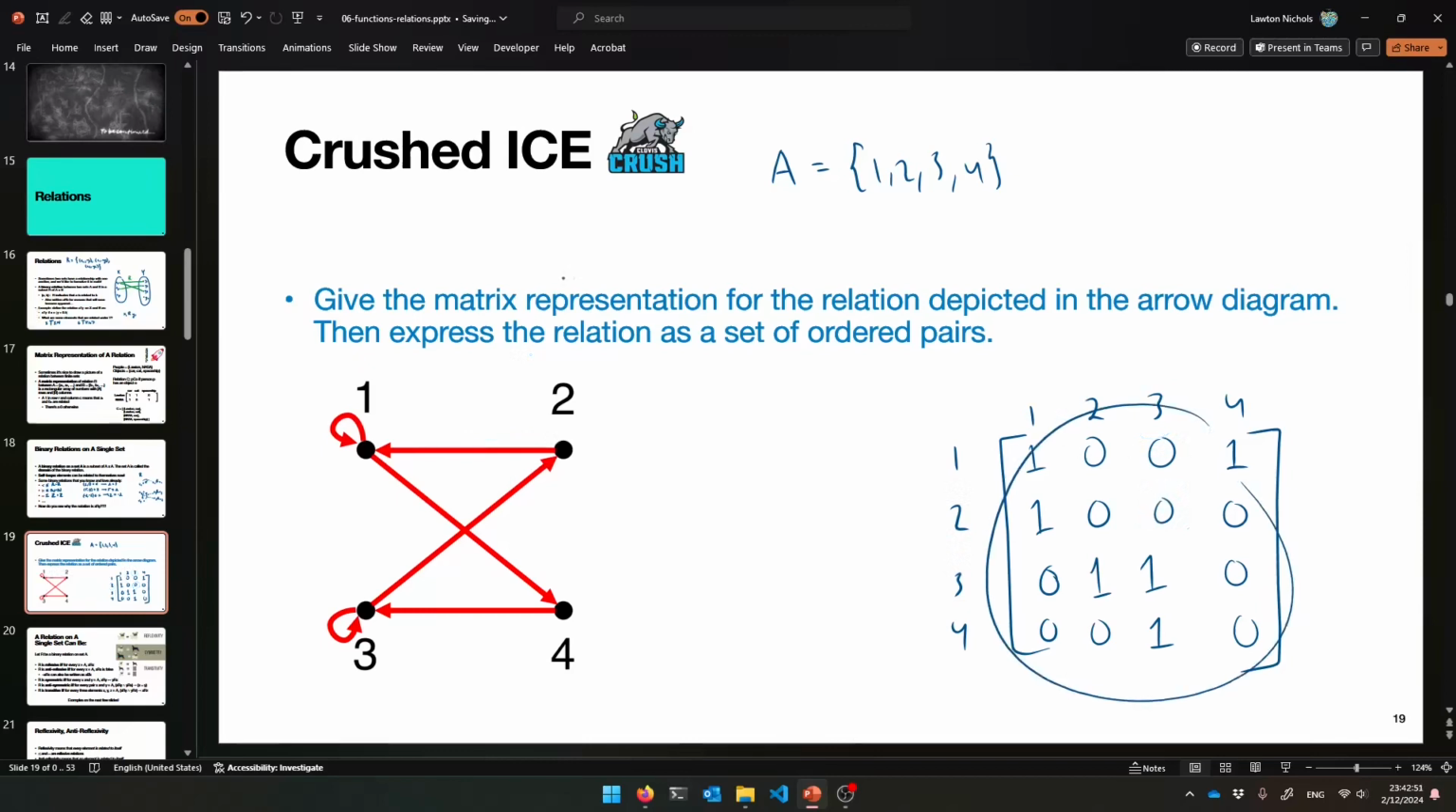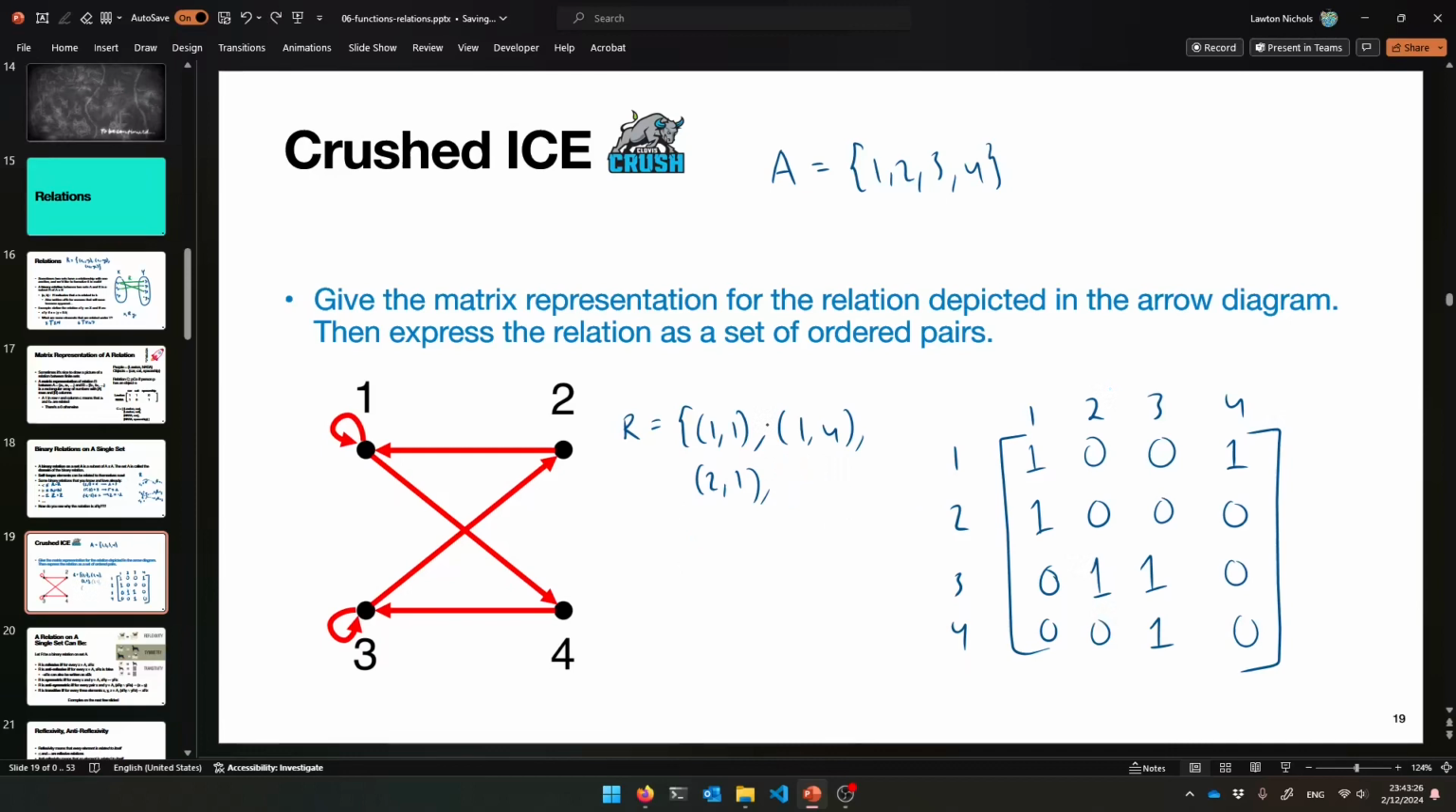And then it's very easy to read this off as a set of ordered pairs. So R, the relation, you can just read them off. Like 1 is related to 1. Row 1, column 1. So that's the order, where the row is on the left and the column is on the right. So that's in the relation. 1 is related to 4. So that's a thing. 2 is related to 1, so 2, 1 is in the relation. 3, 2 is in the relation. 3, 3 is in the relation.